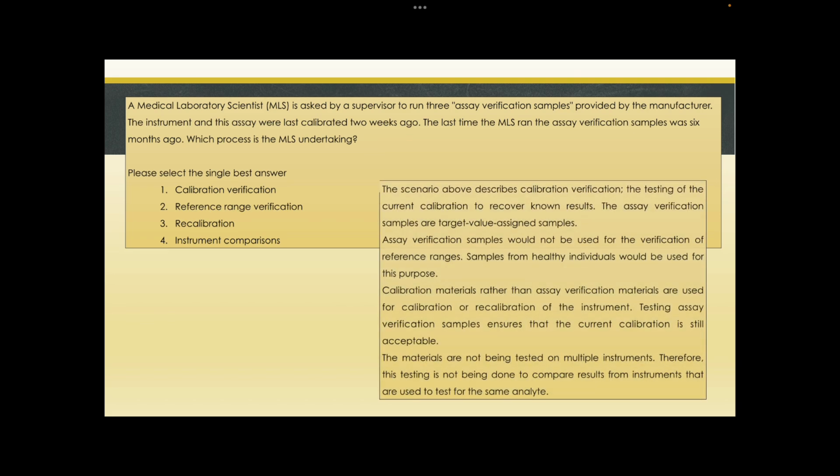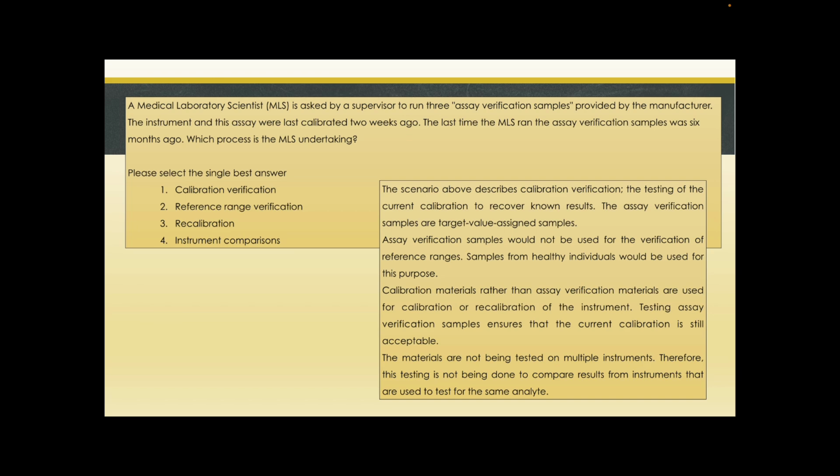The scenario above describes calibration verification, the testing of the current calibration to recover known results. The assay verification samples are target value assigned samples. Assay verification samples would not be used for the verification of reference ranges. Samples from healthy individuals would be used for this purpose.